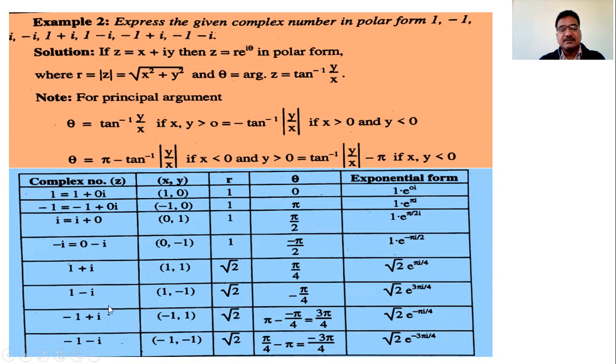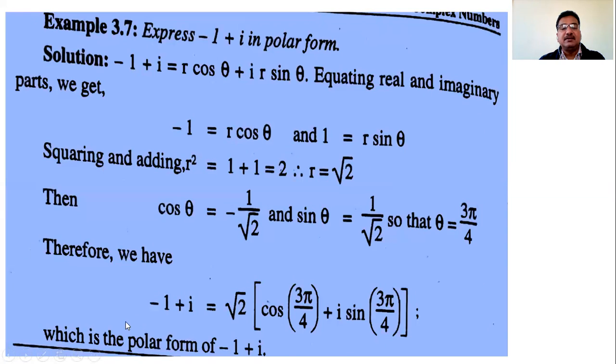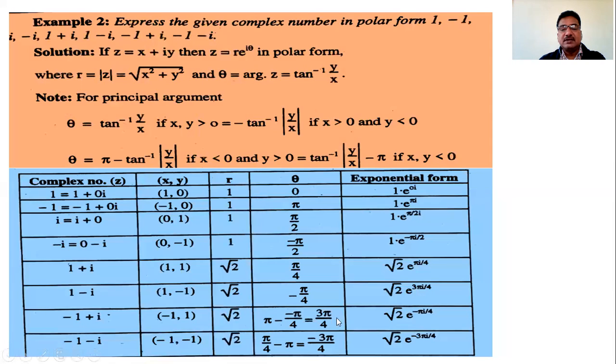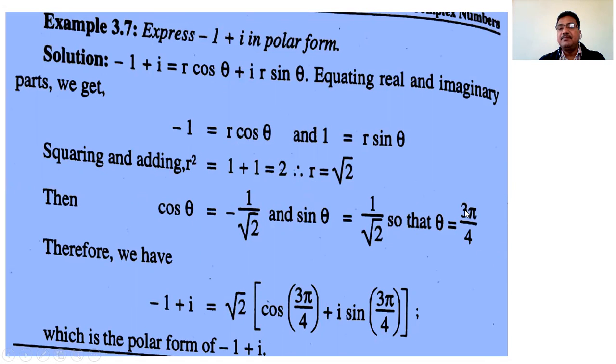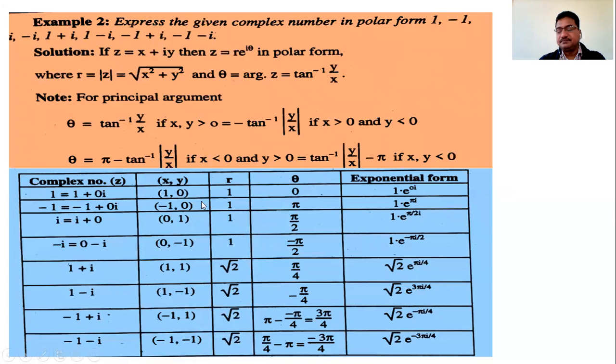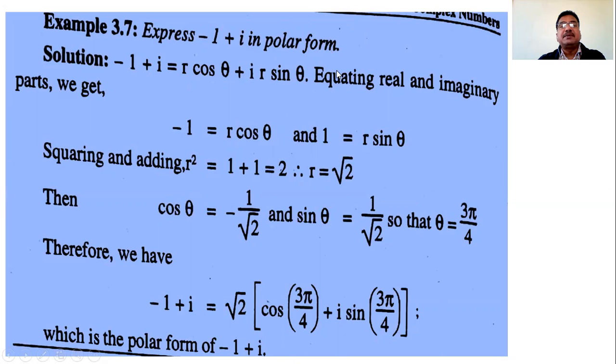I substitute y and x, that is minus 1 plus i. Actually, here what is its argument? Principal argument 3 pi by 4. So the answer is 3 pi by 4. Don't use this method, use this method. Use these formulas. This formula for the polar form of minus 1 plus i.